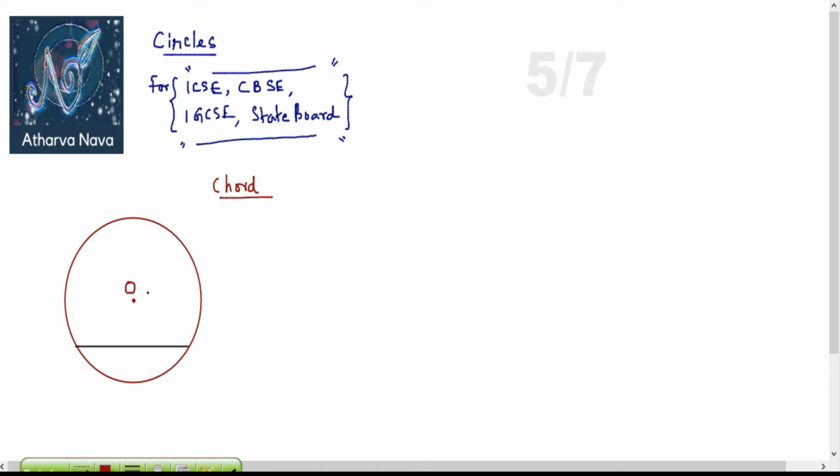In brief, I discussed what a chord is in our first video, but let me explain in detail here. A chord is a straight line joining two points on the circumference of a circle. So, for instance, this is my line segment AB, joining the circumference of the circle at two points. It's not passing through the center, so you have to remember that.